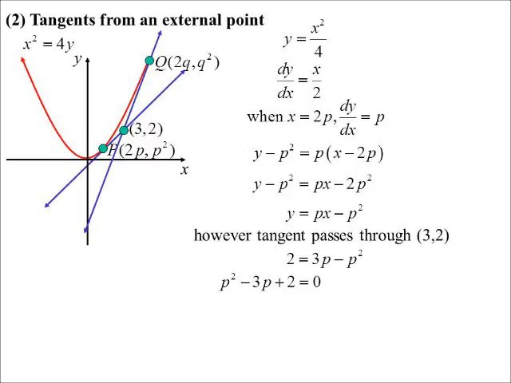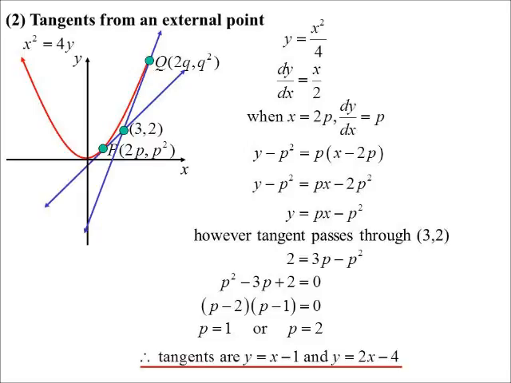p squared minus 3p plus 2 equals 0. And I can work out the two parameters. And so now I know where it touches the parabola. One would be at the parameter where p is 1, and the other would be when the parameter p is 2.